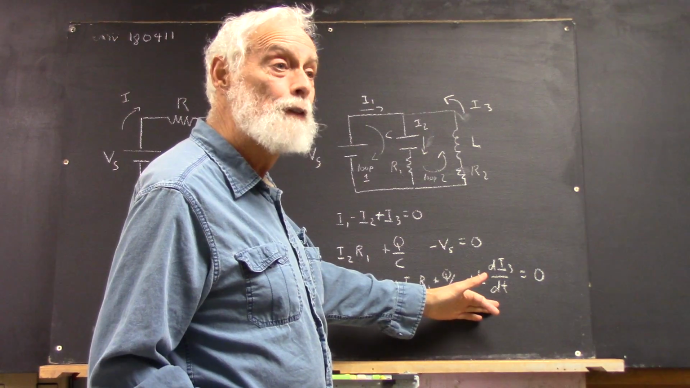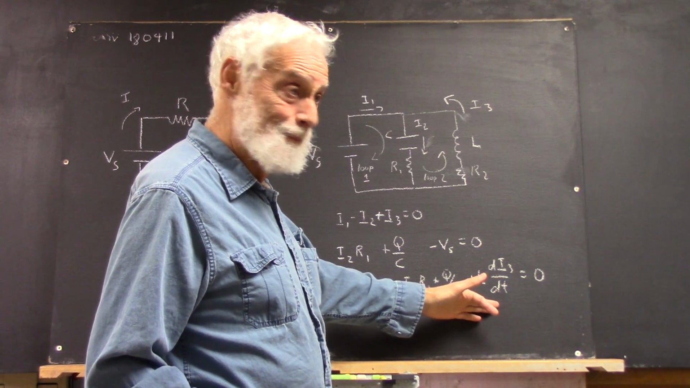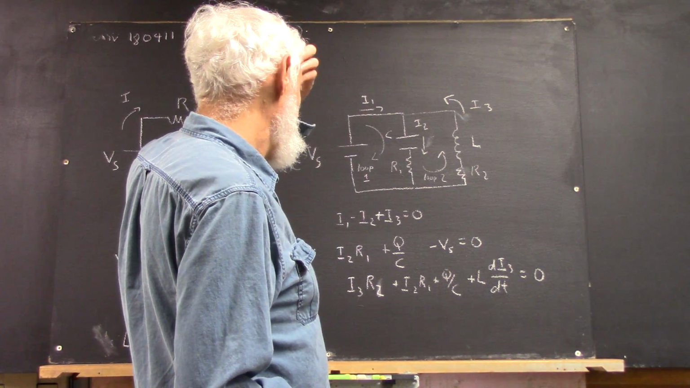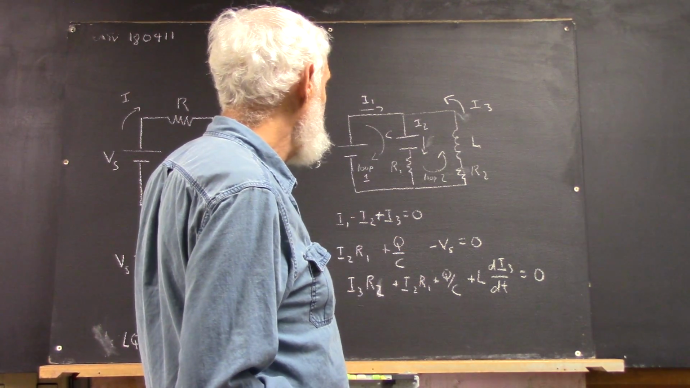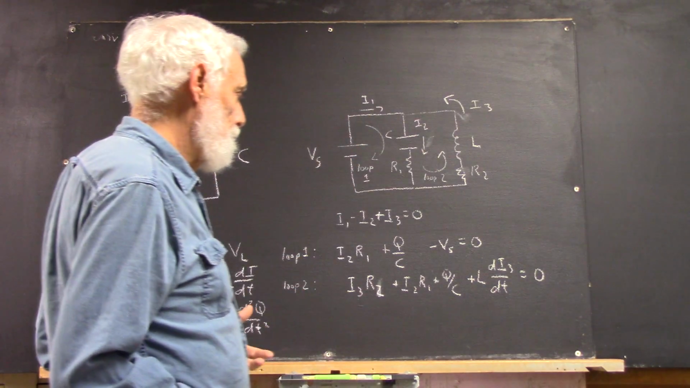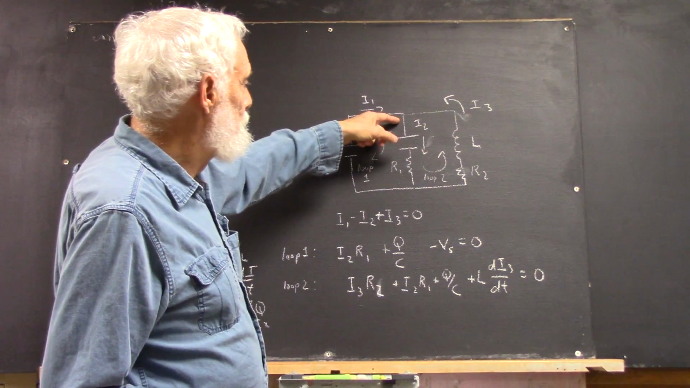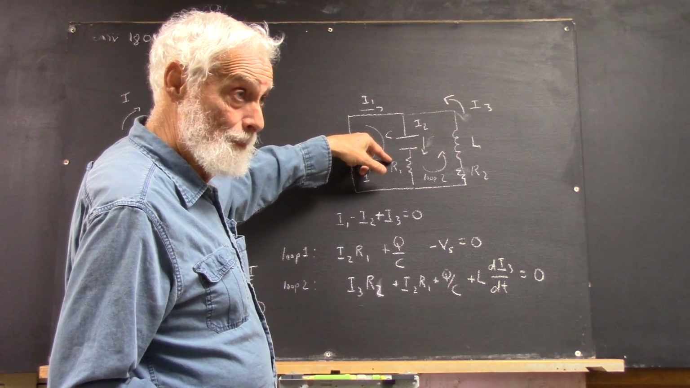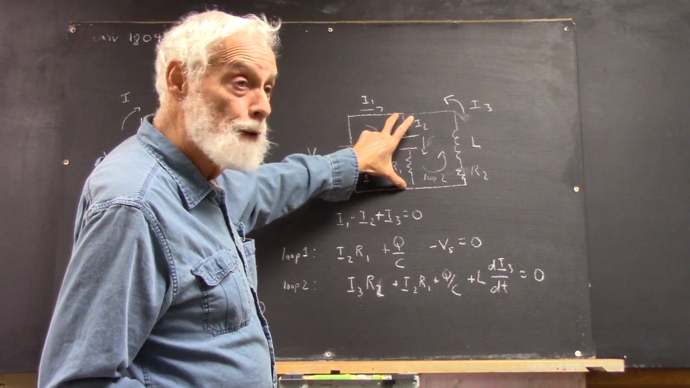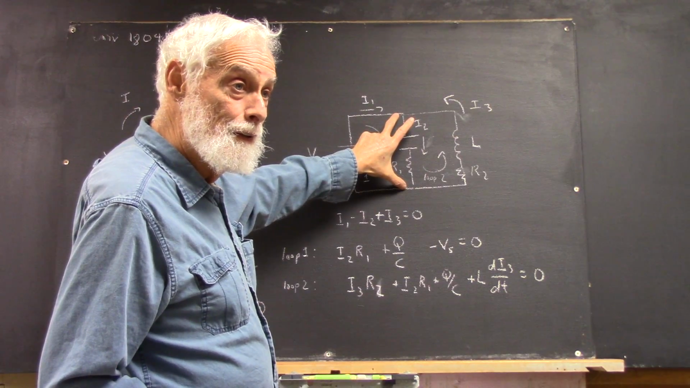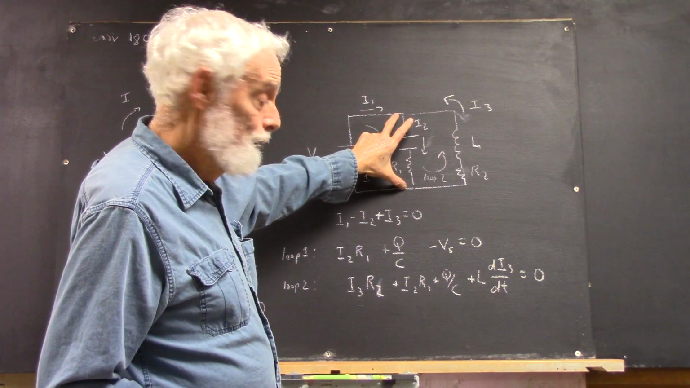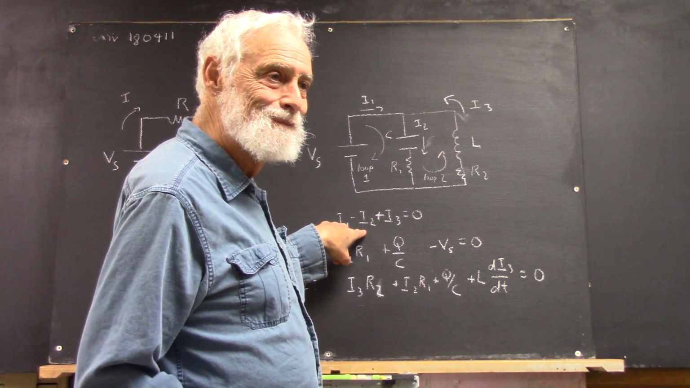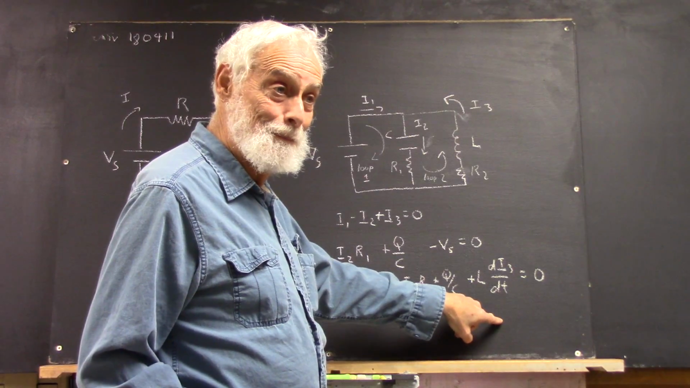So you end up with a perfectly good differential equation in I3. Everything else can be done in terms of the charge on the capacitor. Well, okay, what's the other thing? I2 is dQ/dt, right? Because there's no branching from here to here, okay? So you replace I2 with dQ/dt, and you've got this here, right?